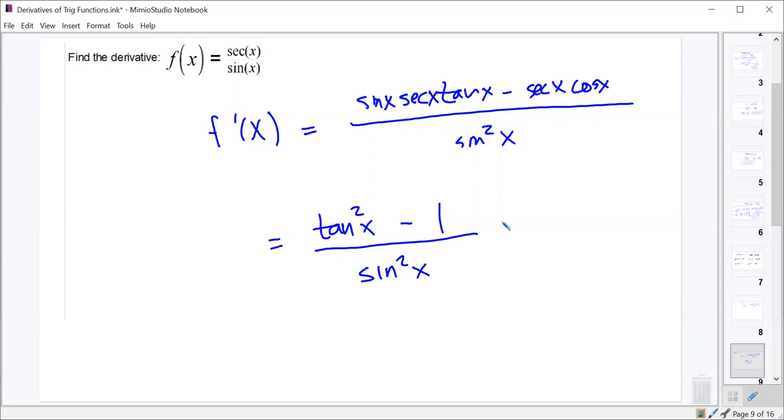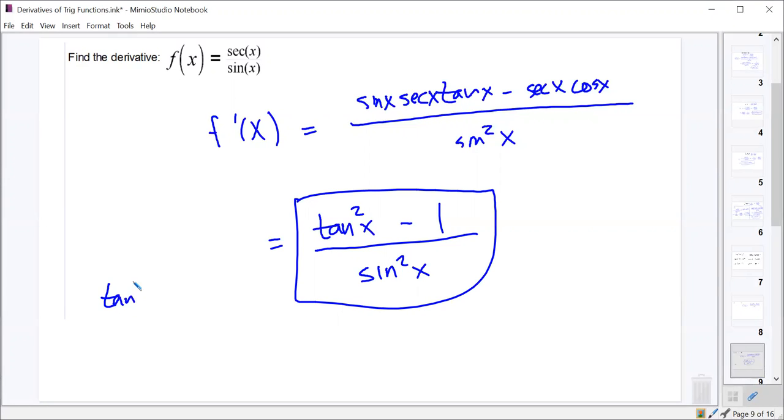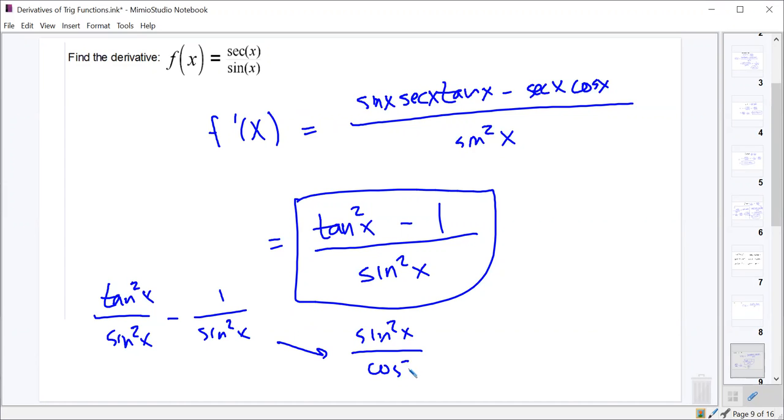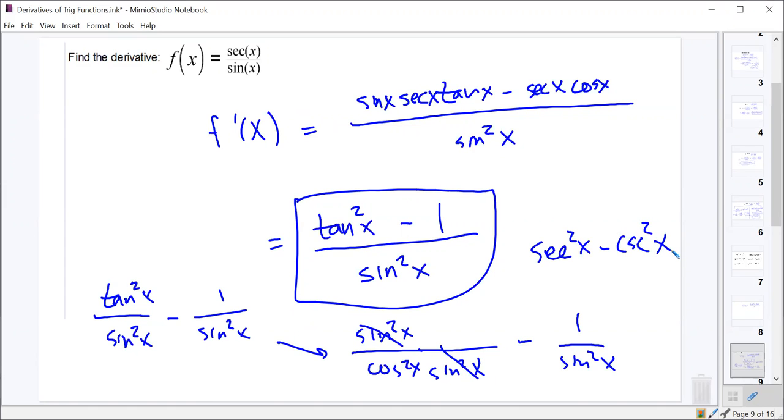They might give you something like, and this is good, I would be fine with this, but maybe the answer they give is rearranged a little bit. So I could divide both pieces of that by sine squared x, and then tangent squared in the numerator would become sine squared x over cosine squared x, with the sine squared x down there still, minus 1 over sine squared x, and those could cancel. So you might see something like secant squared x minus cosecant squared x, right? This would be a fine answer too.